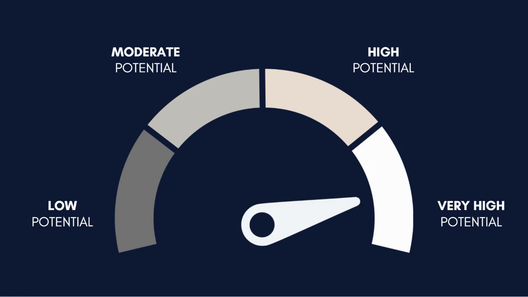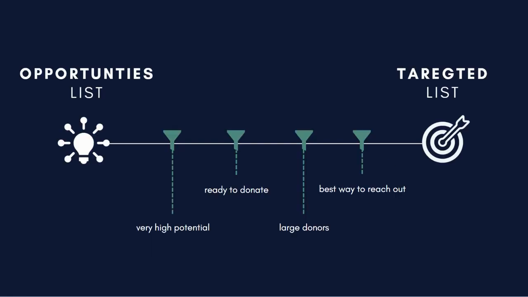So how exactly can KIT help you build out a targeted list? By creating segments with KIT's filters. Filters are the key to turning a list of opportunities into a targeted segment. You can combine major donor potential with several other predictions, insights, and exclusions to build a list as wide or as targeted as you'd like.